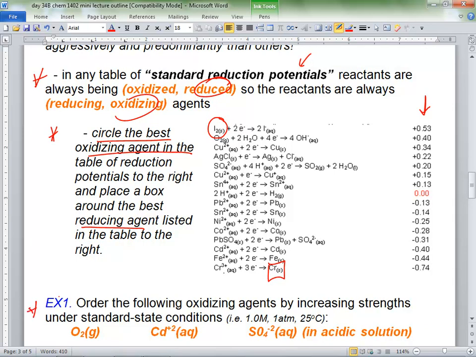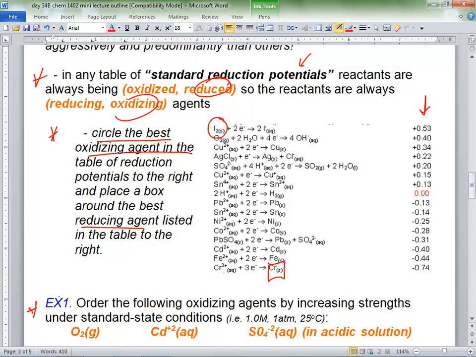Number 1 here. Order the following oxidizing agents by increasing strengths under standard state conditions: 1.0 molarity, 1 atmosphere, 25 degrees Celsius. Monica, what the heck? Is this just a waste of space here or what? Why are they saying all this? Yeah, the table. If you're not under standard state conditions, you can't use the table. So that's why they're saying all that. Okay, so we are supposed to order them, Mari, in order of increasing oxidizing agent strength.